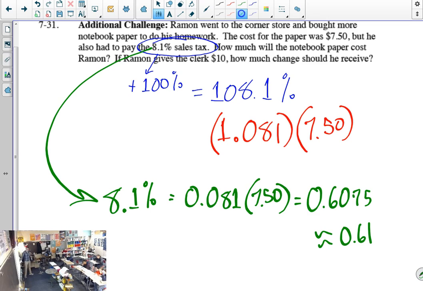So then I could add that with what I was going to pay. This puts all that work together. This is the 100%, which is the amount we pay originally, and the 8.1% already put together. So when I do that multiplication, 1.081 times 7.50, we will already have the 7.50 and the 61 cents, and it becomes $8.11 if we want. So, does he have enough money? Yeah. More than a buck and 8 cents. Yeah, he's got $1.89 left over.